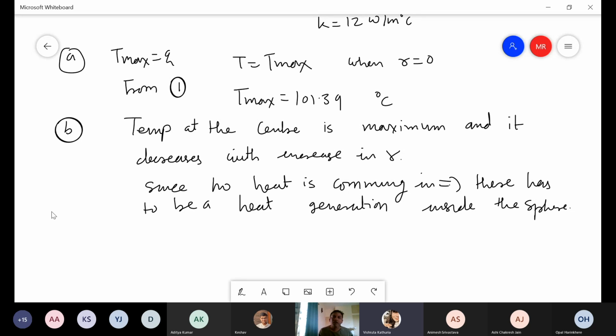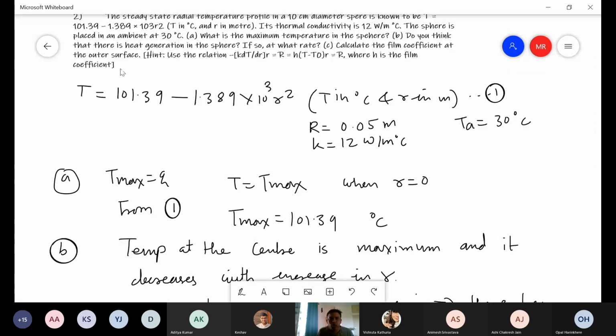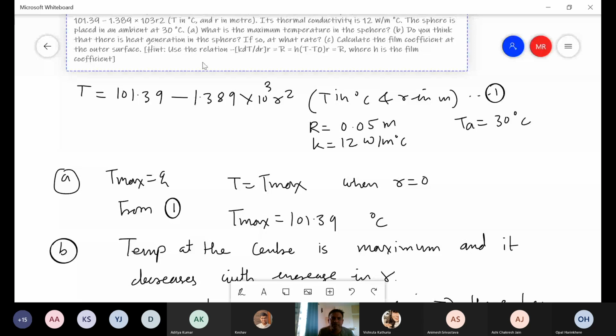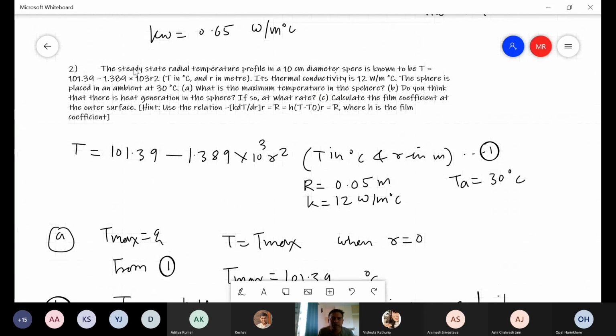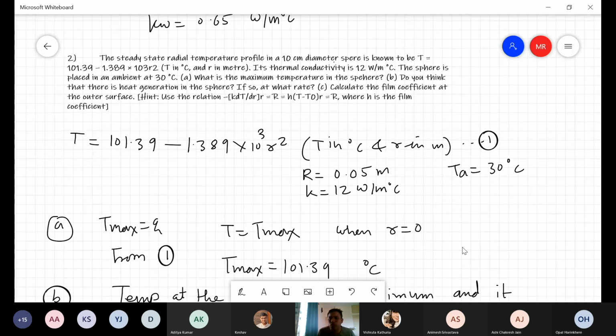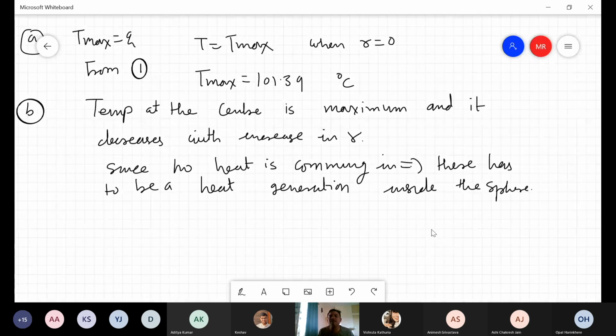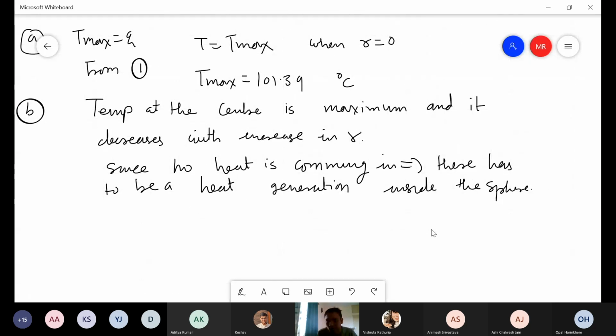Okay. Now what has been asked in the question is, if I go up and look at the question, do you think there is a heat generation in the sphere? Yes, there will be heat generation in the sphere because in the question it is given clearly it's a steady state radial temperature profile, isn't it? Clear? So the answer is affirmative. There will be a heat generation inside the sphere. If so, at what rate? Now we have to find out the rate at which the heat generation is taking place. We are interested in finding out psi, which is nothing but the volumetric rate of heat generation.